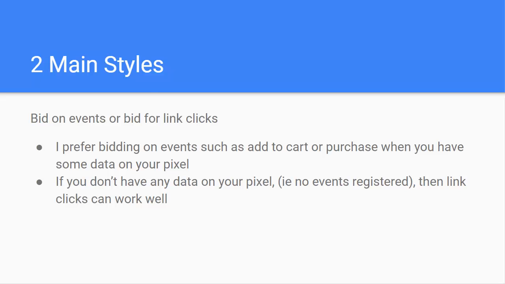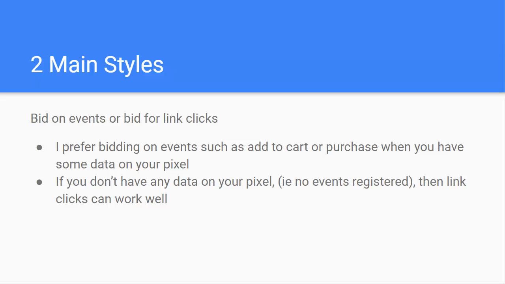And I'm really simplifying things here, but I'm just trying to give people an introduction to it. You can bid on events, or you can bid for link clicks. I prefer bidding on events, and events such as add to cart or purchase are events. And when you have some data on your pixel, they're really good to go after because it allows Facebook to optimize it based on that.